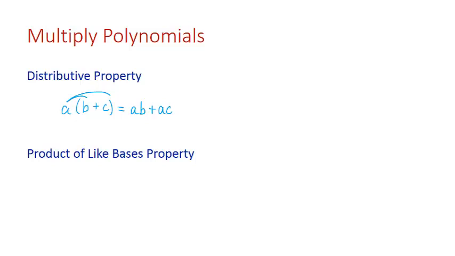The product of like bases property states that x to the m times x to the n is equal to x to the m plus n. So for instance, x squared times x cubed is equal to x to the 2 plus 3, or x to the 5th. Because x squared is 2 factors of x multiplied together, x cubed is 3 factors of x multiplied together, so in total you have 5 factors of x multiplied together, or x to the 5th.